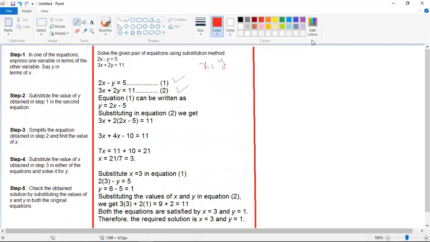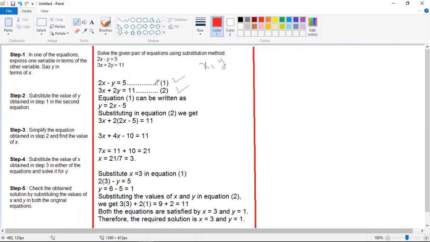So if we consider step one, in one of the equations, express one variable in terms of the other variable. So here we have two variables, one is x and one is y. We can express any variable in terms of any variable, but as per the steps here, he mentioned y in terms of x. So let's follow that.